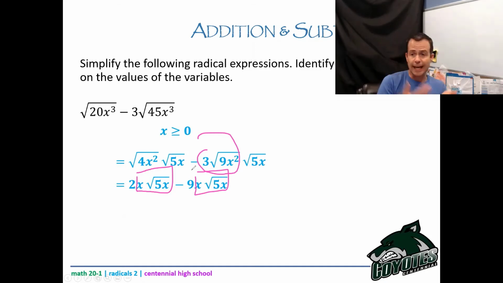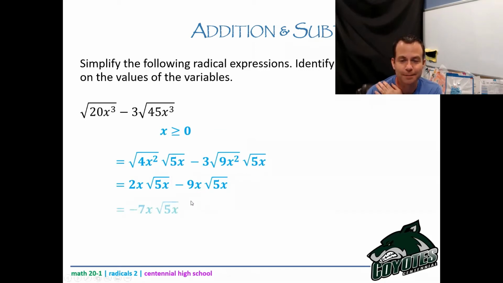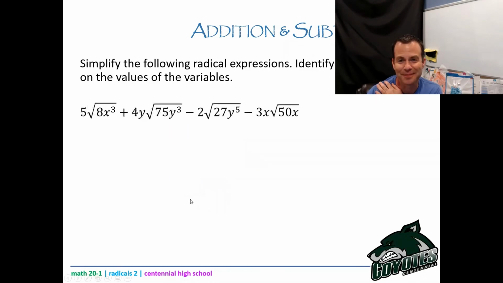It's just like adding apples. I've got 2 apples minus 9 apples, except that doesn't really work with apples because I would end up with negative 7 apples. You can think about that later. We're going to end up with negative 7x root 5x. Okay, negative 7x root 5x. Okay, good job.